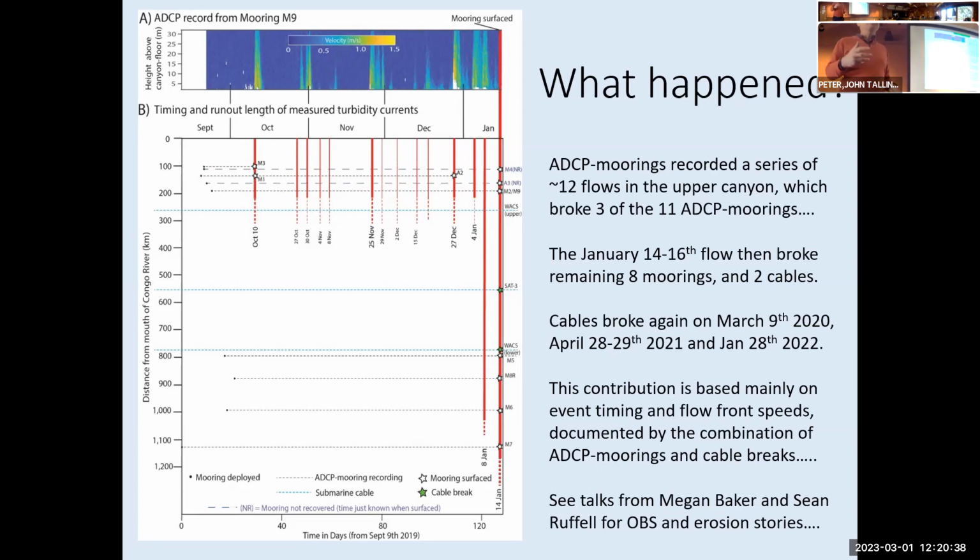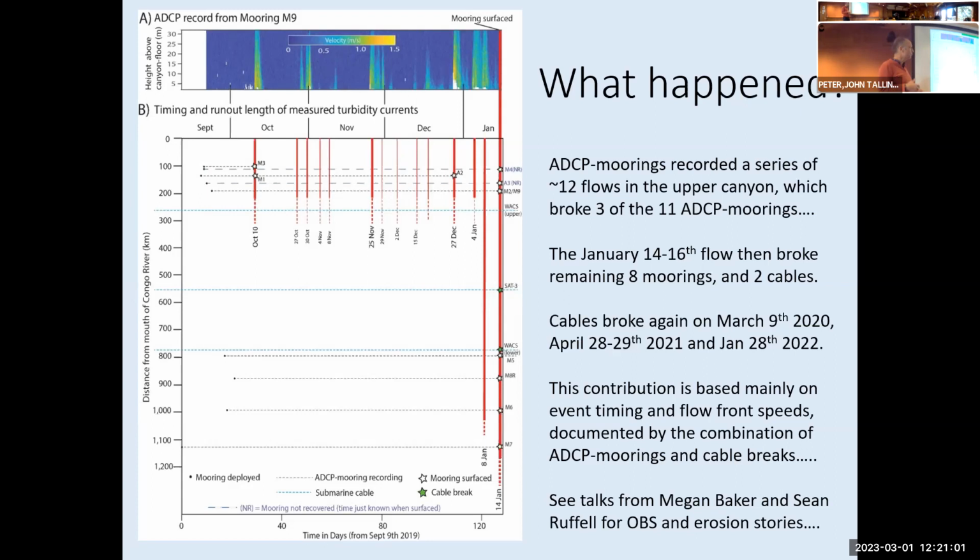So the view that the Congo Canyon had big events or occasional events that were a few hours long and were very infrequent isn't true. It's active for almost a third of the time. Individual flows in the Congo Canyon can last for over a week. So at least I would have predicted a few hours, not a few days or a week. So it's super active in the Upper Canyon.